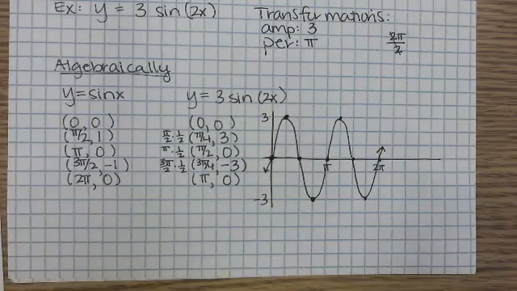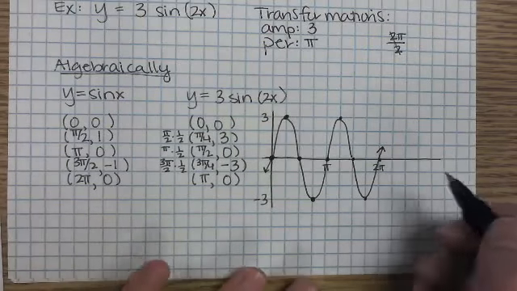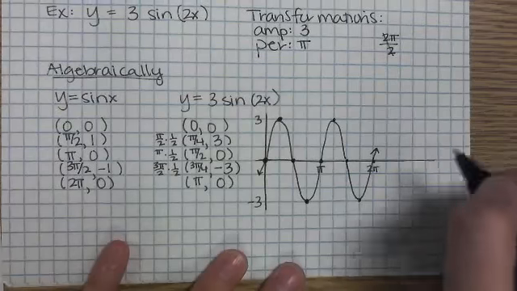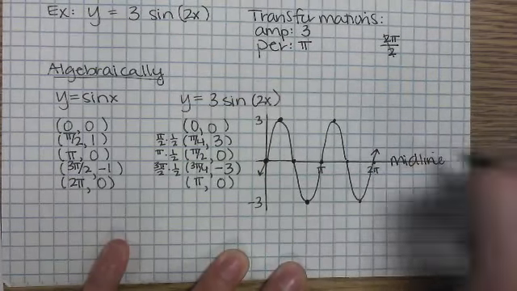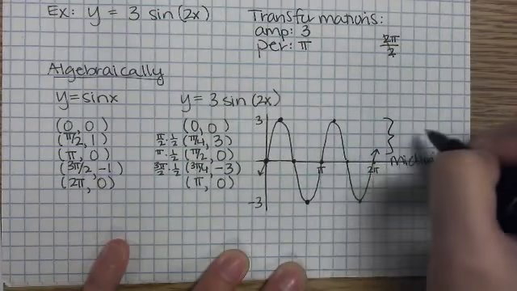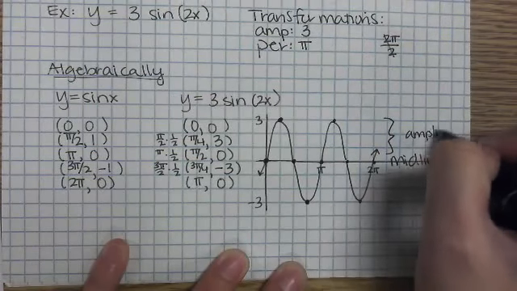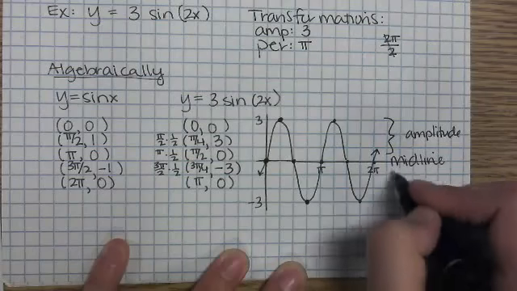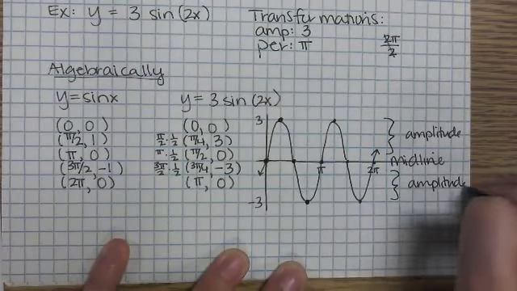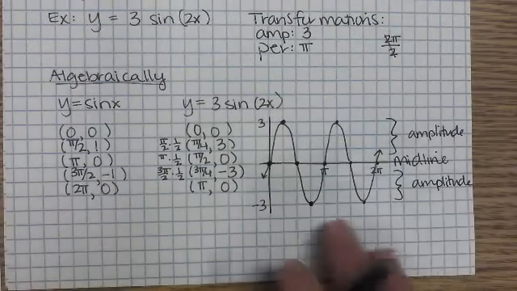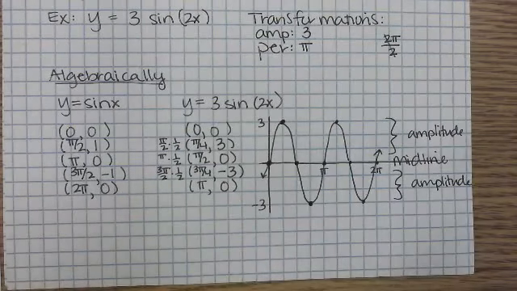Alright, so right here, I'm just going to label a few things. This is the midline of the graph. And then you can see right up here, this is the amplitude. So that's an amplitude of 3. When we talk about amplitude, we're never going to say that something has a negative amplitude, because an amplitude is a distance. It's how far you are from the middle. So amplitudes are always positive.